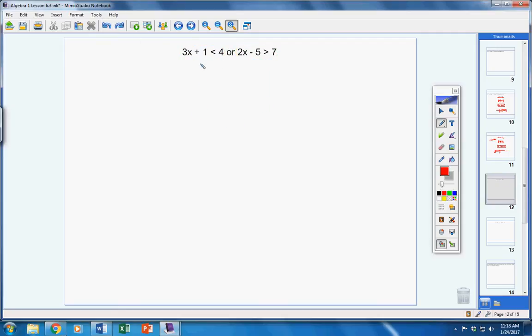So let's solve this one first. Bring the 1 over and make it a negative 1. And you're left with 3x is less than 3. Now divide both sides by 3 and you're left with x is less than 1.